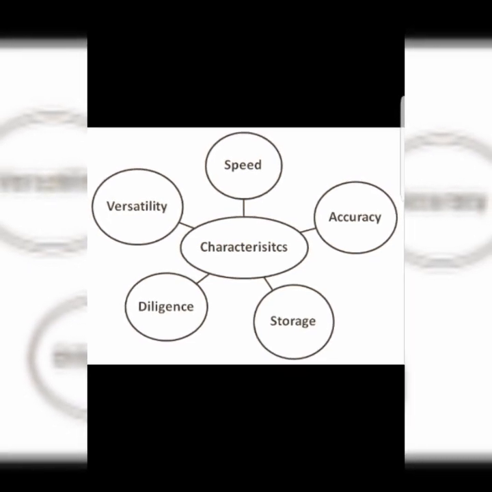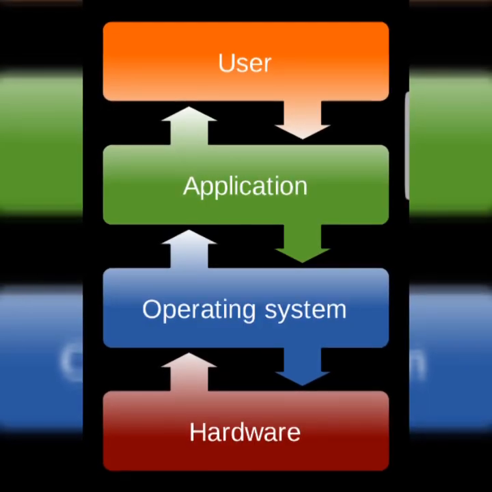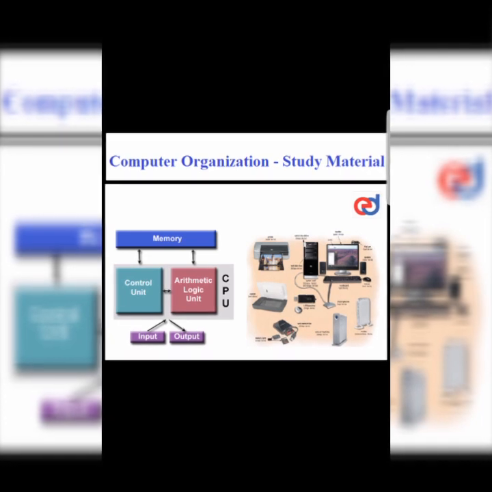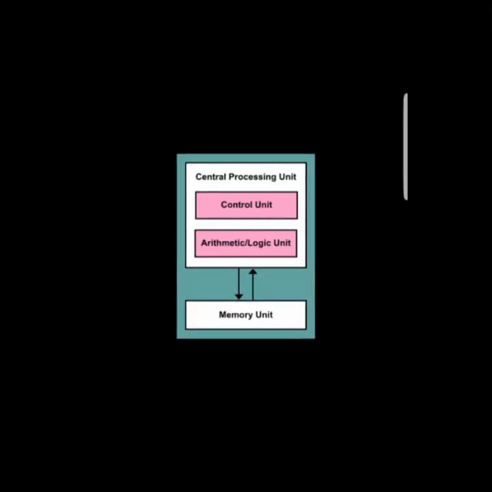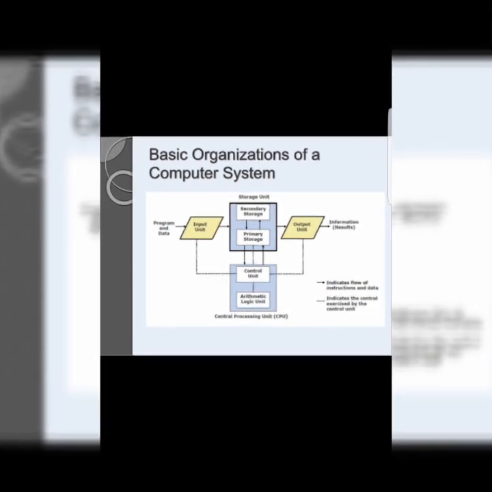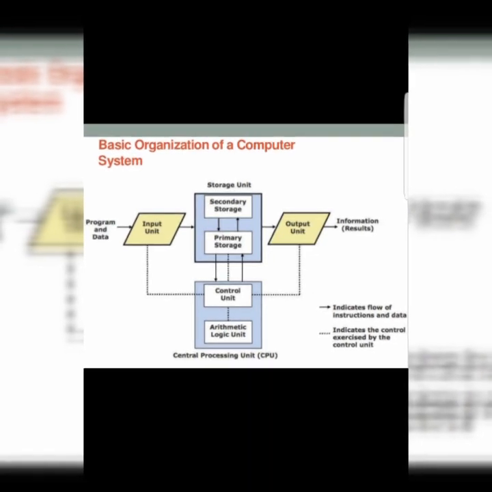So computer speed is very fast. It can do millions and trillions of instructions per second. The speed at which information is sent and received by a computer is measured in baud rate. We say baud rate.